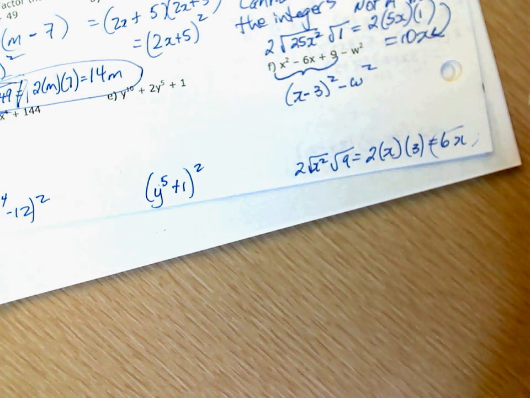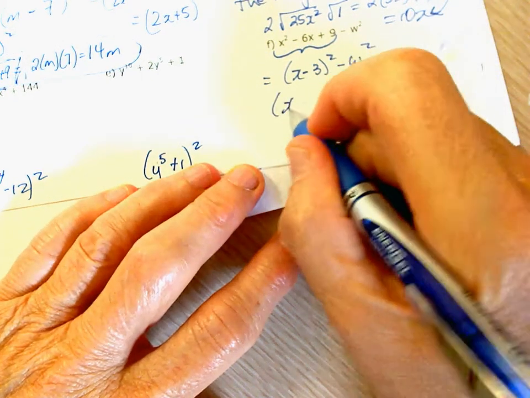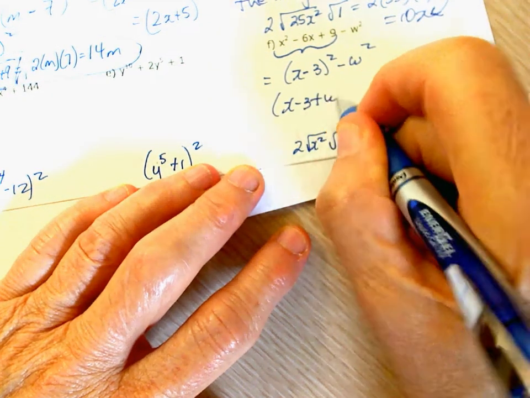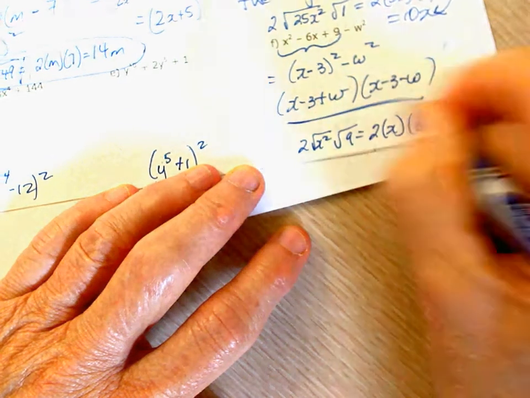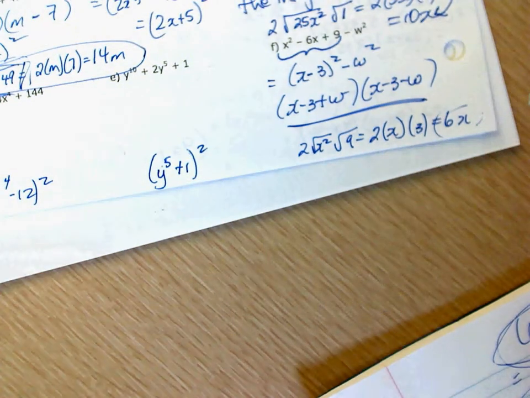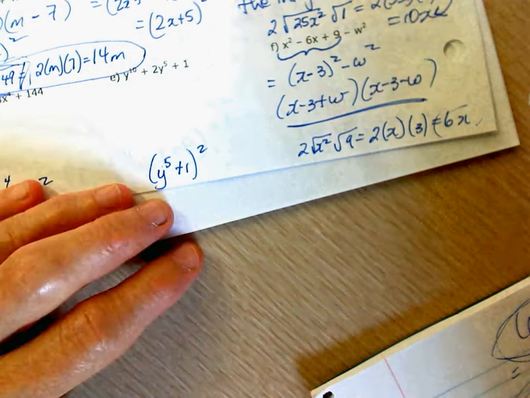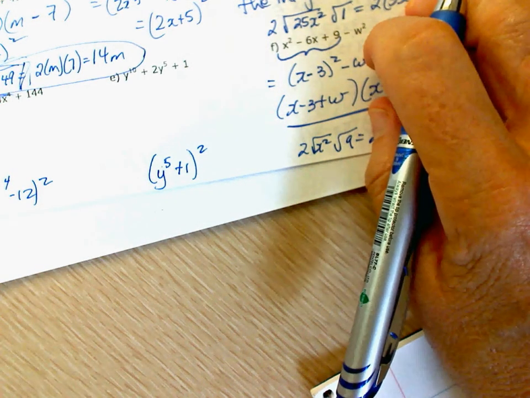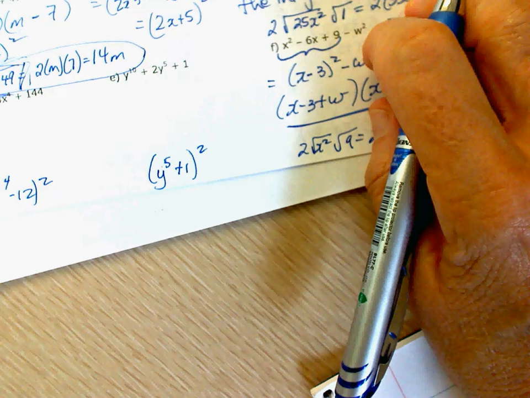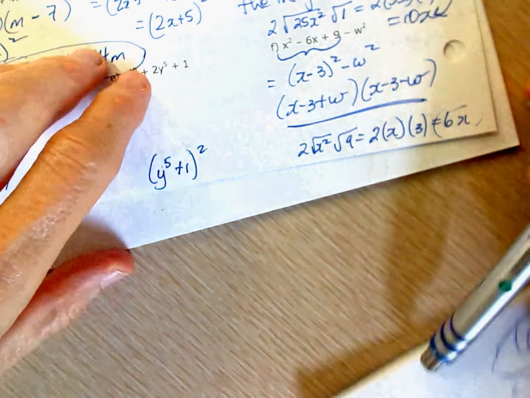Now we have a difference of squares. And we're done. That's our final answer. Before we leave this page, is there anything I can explain better? Any other questions? Let's go.